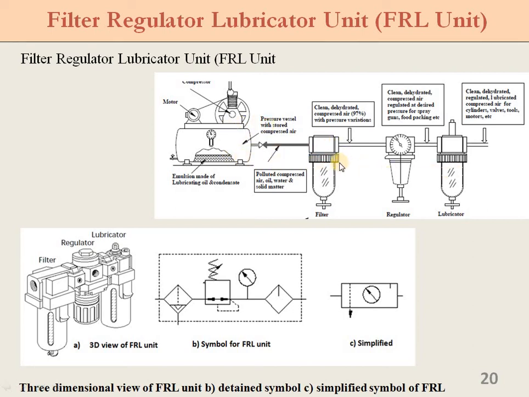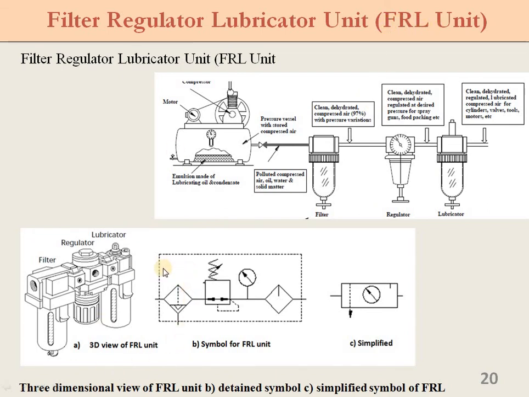That is, the first one is the filter. Before the air gets compressed, you filter that air. The atmospheric air is passed through the filter, which means you have to remove the contaminants from the atmospheric air. Then after that it passes through the regulator, so you can regulate the required air pressure. That's why you pass that compressed air to the regulator, and the last component is a lubricator. All these three units together you can call an FRL unit.